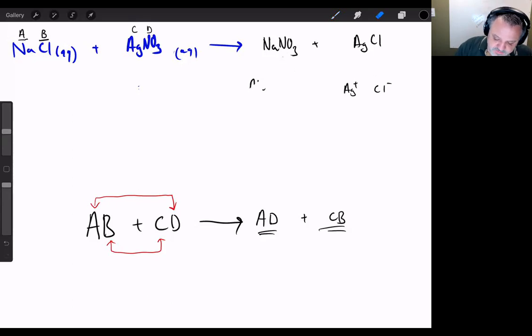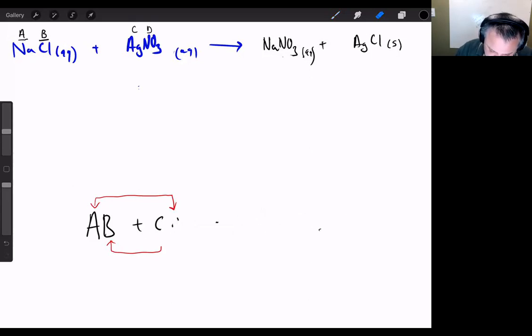Now I have to predict the formulas, or I have to predict the states. Well, I haven't really told you all of the solubility rules. You'll have to look them up. But sodium nitrate is definitely going to be soluble. Silver chloride is not going to be soluble. Remember what I said before? Chloride is soluble except with silver and two other things. And so it's actually going to form a precipitate, a solid precipitate.